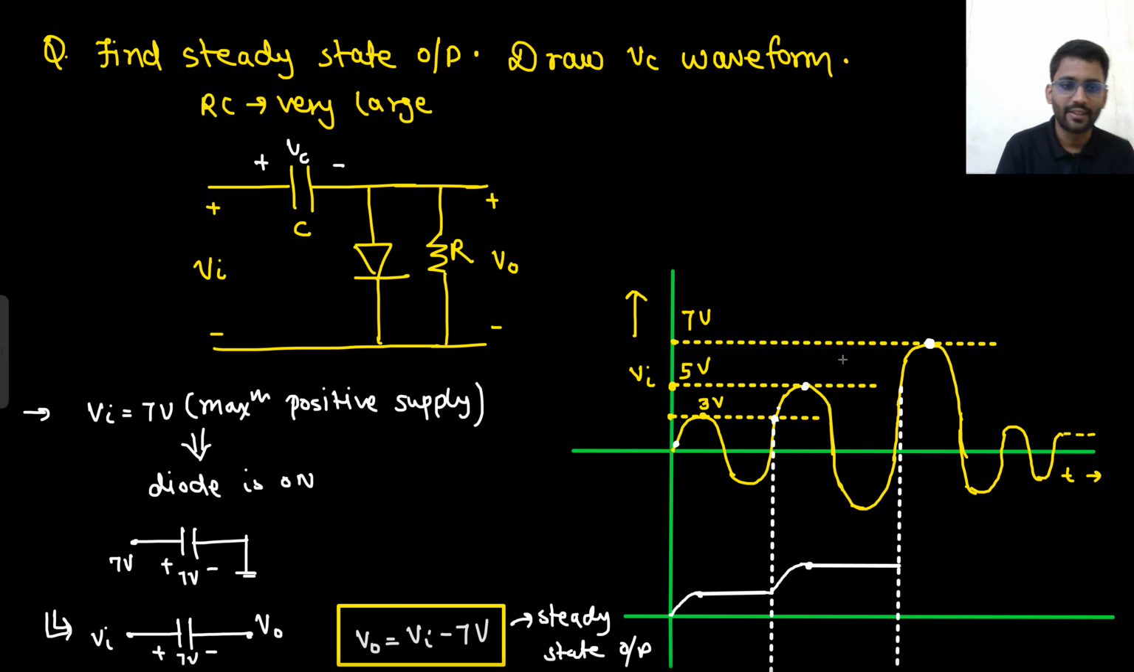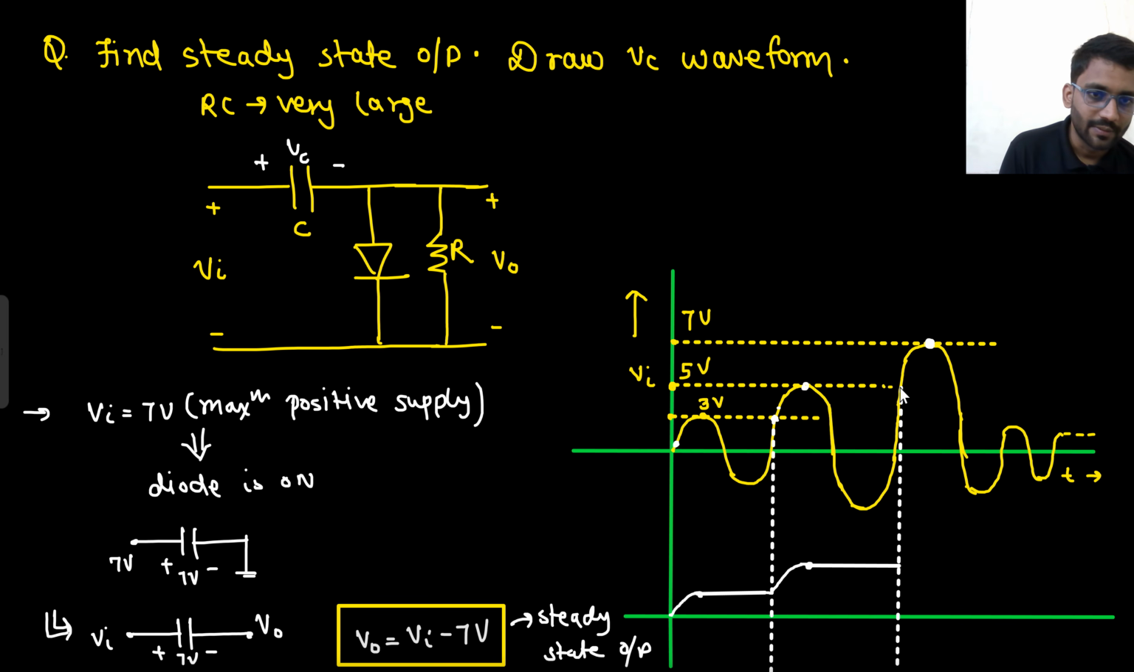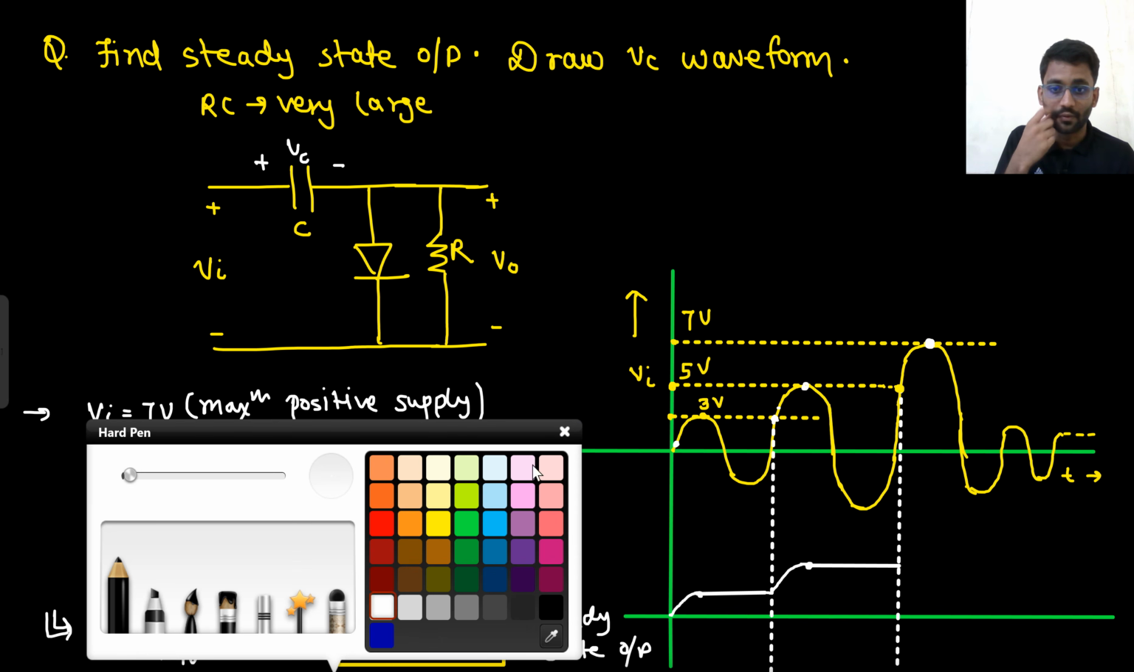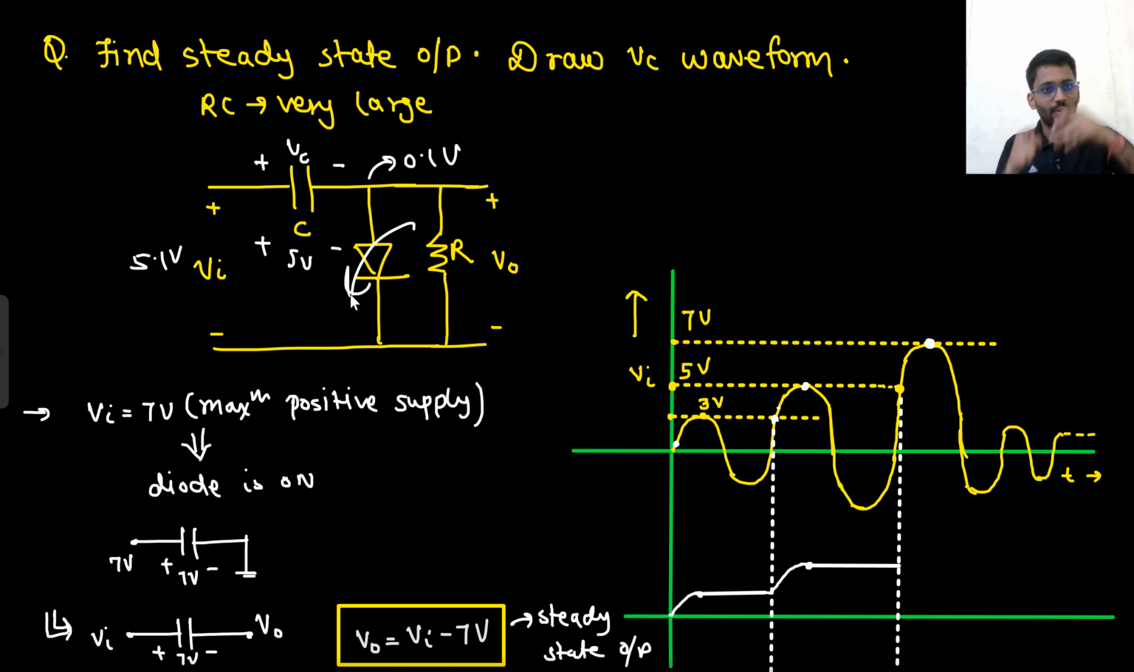Now what will happen at this point? Let's just extend it somewhere here. So after this, what is our capacitor voltage? Our capacitor voltage is 5 volt. After this point, what will be the input? Input will be 5.1 volt. The next moment, the input has increased. So this is 5.1, this is 5. This potential will be 0.1 volt, and the diode again turns on. If it again turns on, it will again follow the input.